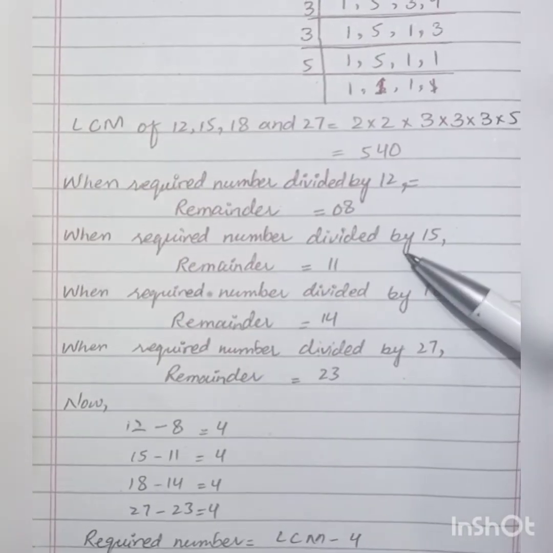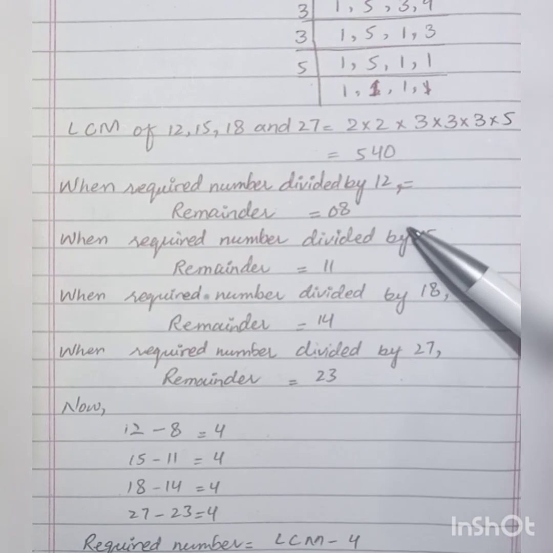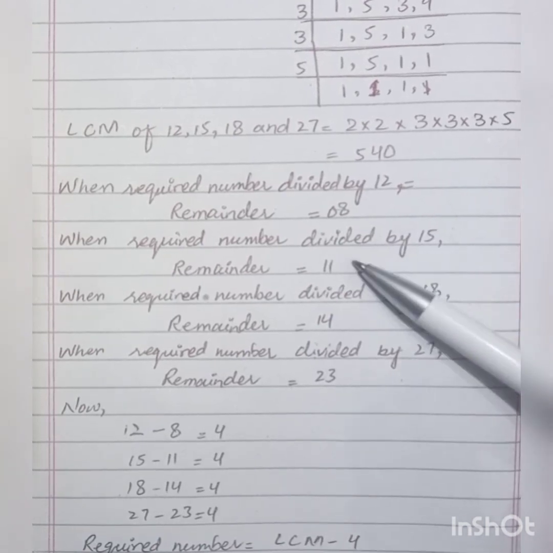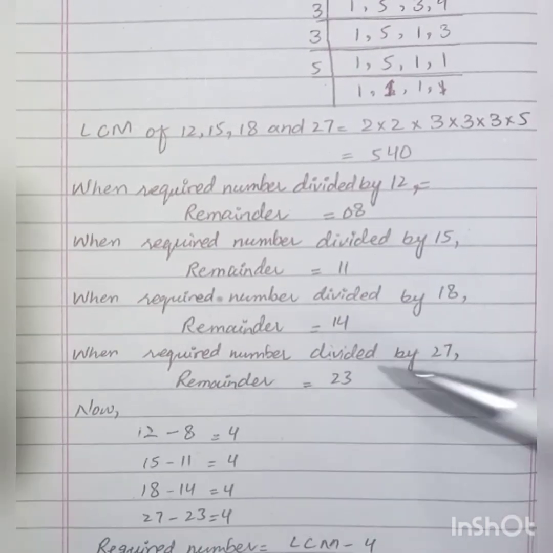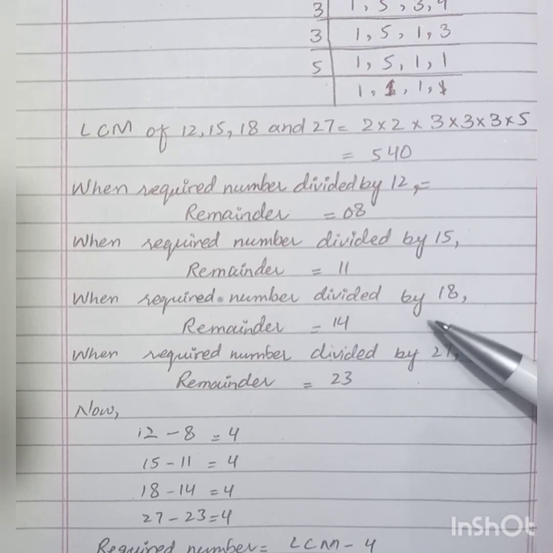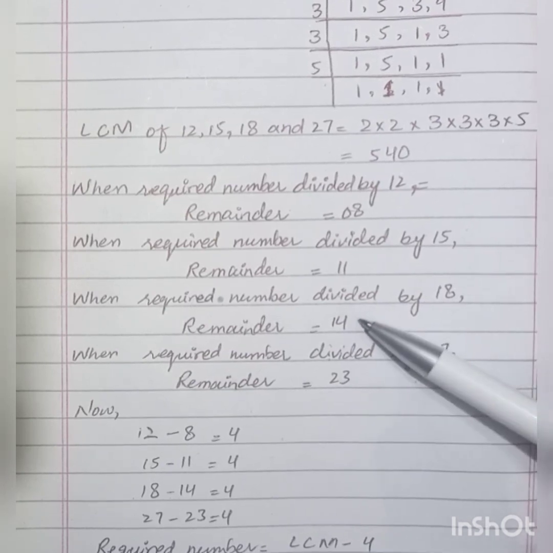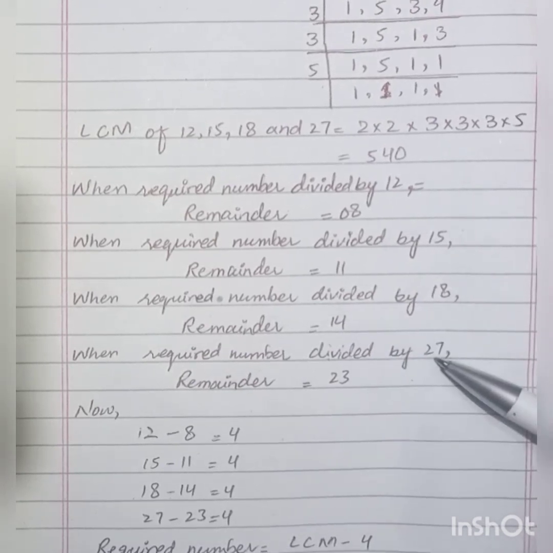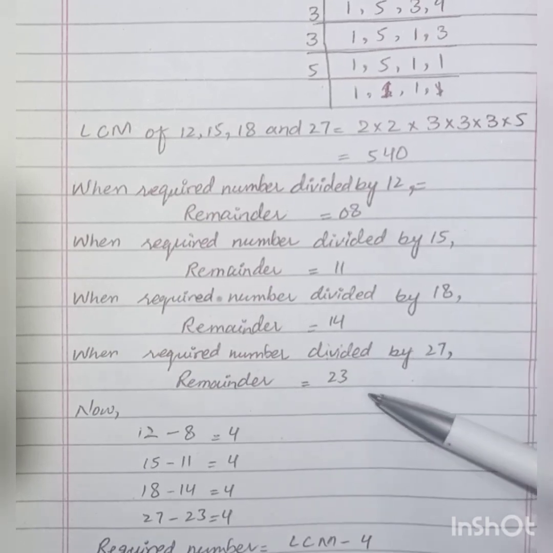Students, you can also check whether the required number 536 when divided by 15 leaves remainder 11 or not. Also, you can check 536 when divided by 18 leaves remainder 14, and 536 when divided by 27 leaves remainder 23.